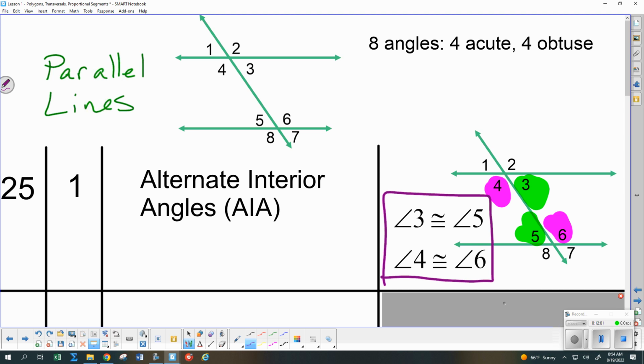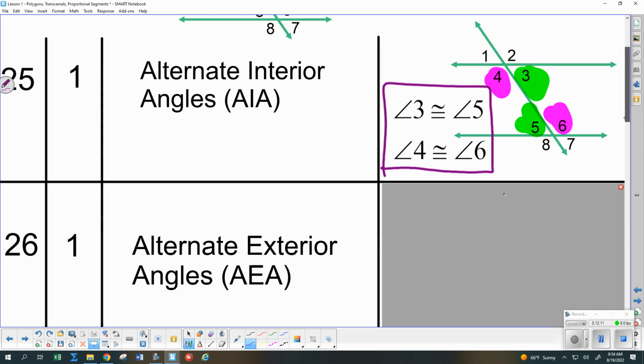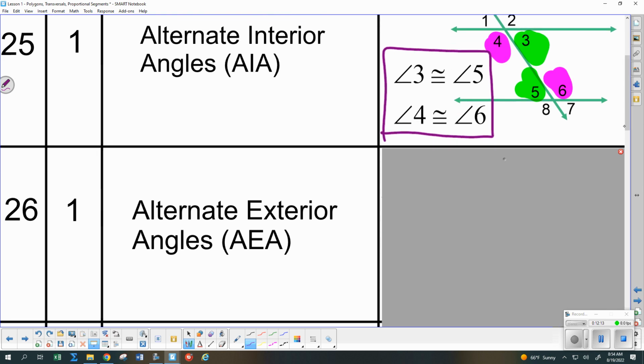And you may abbreviate that AIA, but you have to know it stands for alternate interior angles, or you're going to get mixed up on what letters you're writing down. Don't memorize it as AIA, memorize it as alternate interiors. What does exterior mean? Everybody. Outside. So now we're looking at the 4 that are outside the parallel lines.